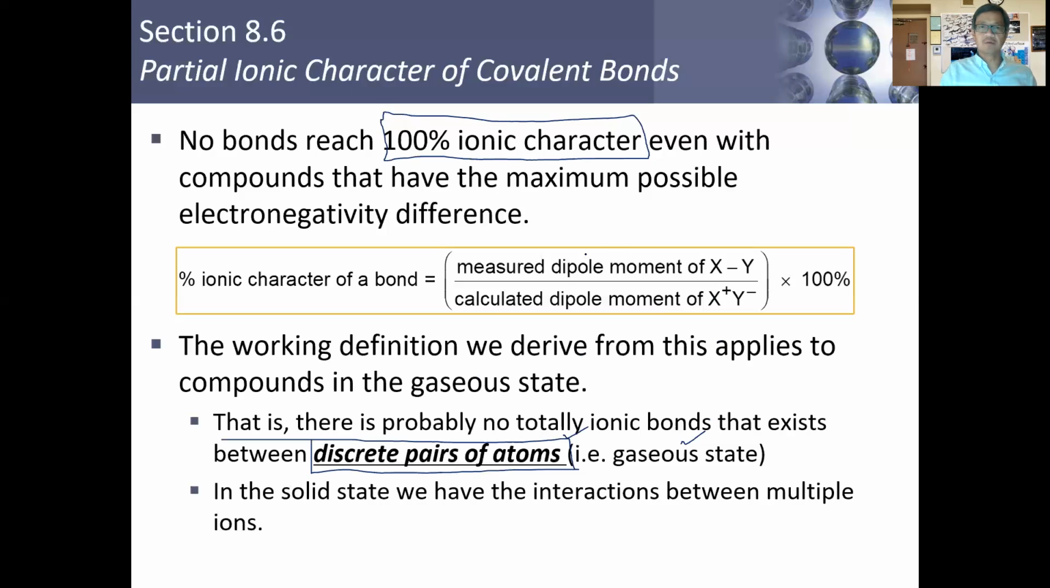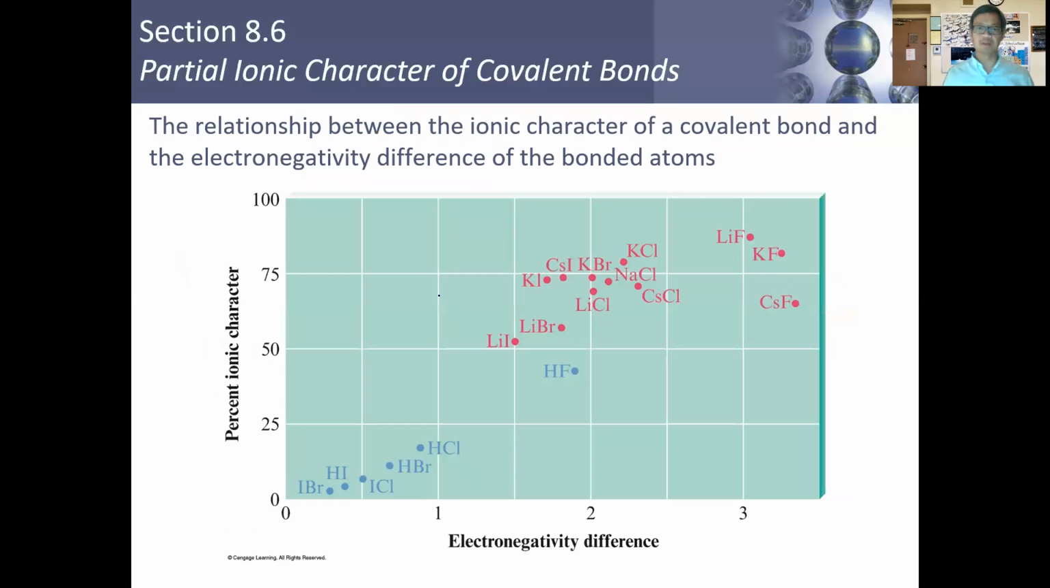All right. So with that said, we can calculate the percent ionic character, and that's pretty straightforward. We're going to calculate the measured dipole versus the calculated dipole times 100. We get these numbers here, and we can find the percent ionic character of a particular atom. And if we graph it here, you're going to notice that the more electronegative the atoms are, the greater the difference in their electronegativity, the more ionic character we have here.